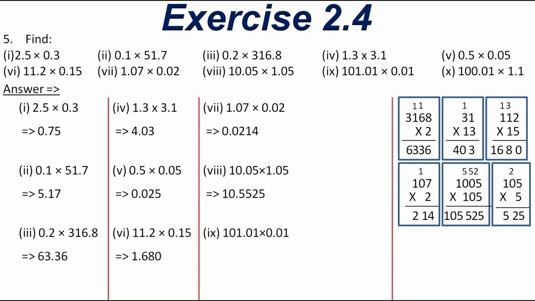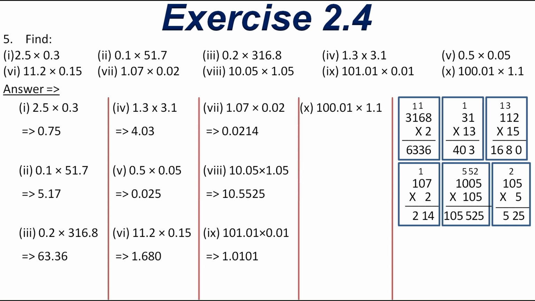Okay. Next we have 101.01 into 0.01. Okay. Now when we forgot the decimal point, the number will become 10,101 should be multiplied with 1. So 10,101 into 1 is 10,101. Okay, now check the decimal digits after decimal point. That is 2 are there here and here also 2 are there. So 2 plus 2 is 4. So we have to put decimal point before 4 digits from right. Therefore the answer became 1.0101.